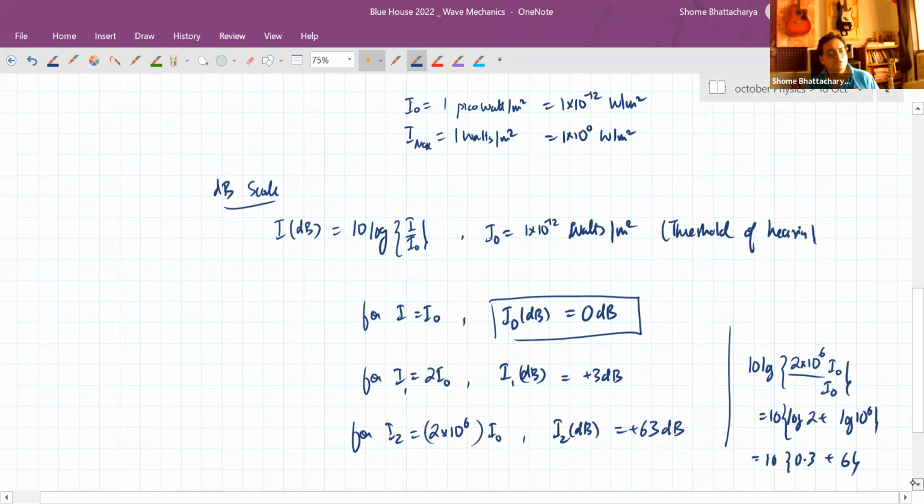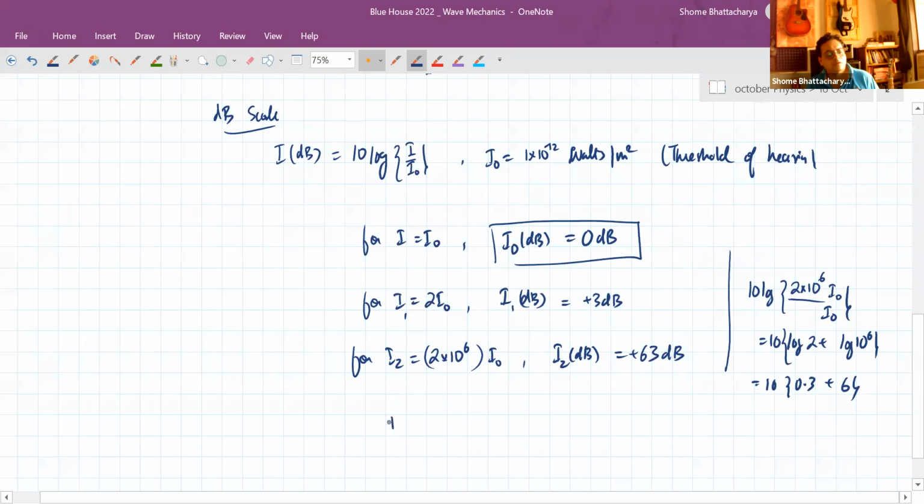But now, for example, if you double this intensity, so it becomes 4 × 10⁶ times the threshold of hearing, that would make it 4 × 10⁻⁶ watts per meter square.